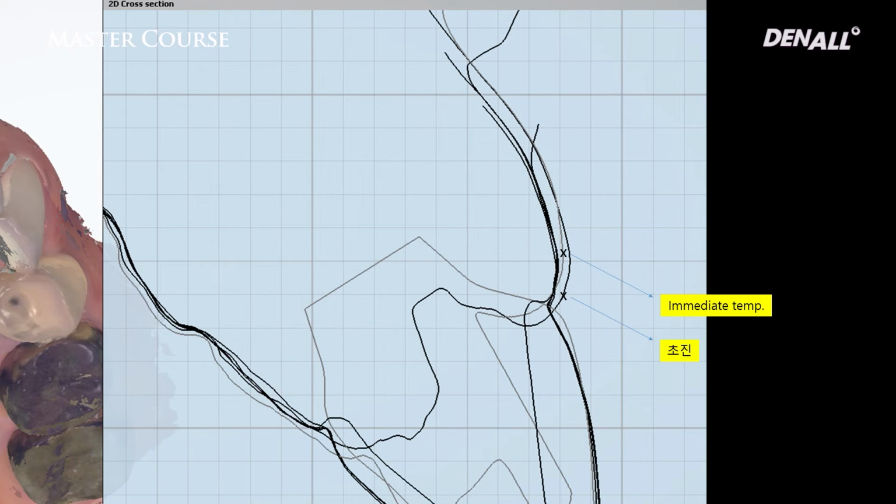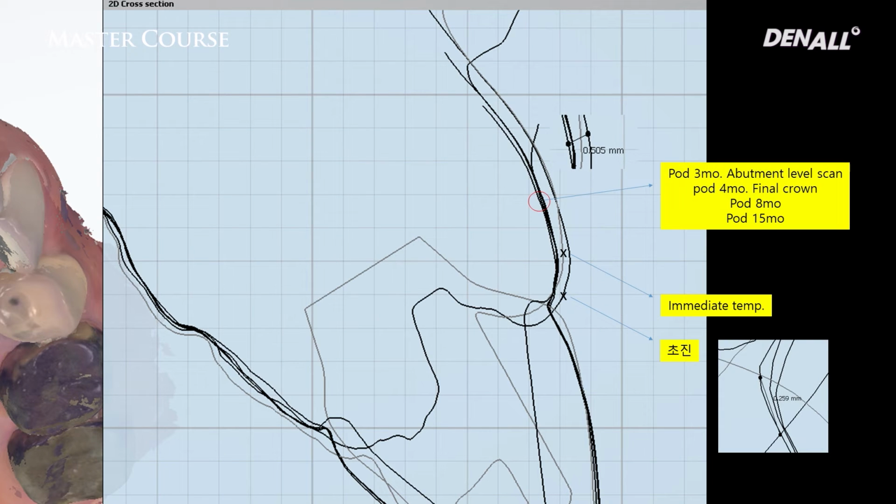Then the immediate temporary was delivered. After extraction, there's no change in the buccal bone, but the margin has slightly gone down. Then over 4 scans, there's not much change. From POD 3 months to 15 months, the gingiva shape is more or less the same. But of course, if you look at the gingiva margin or crown margin area, there seems to be slight recovery, but the buccal volume shows about 0.5 millimeters of reduction.